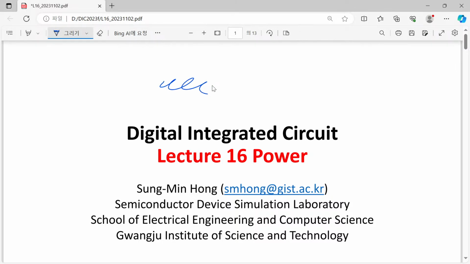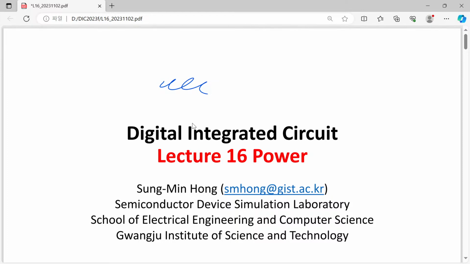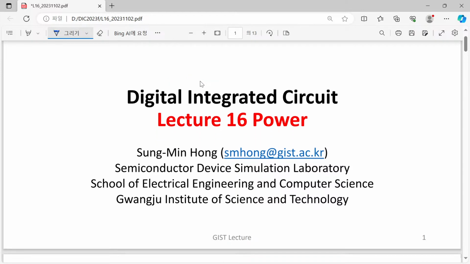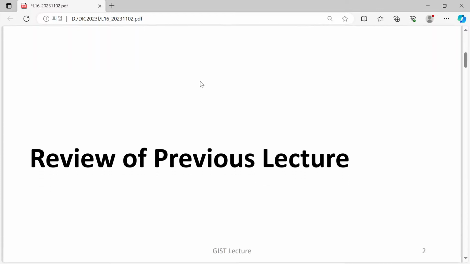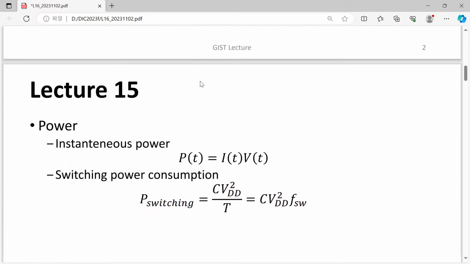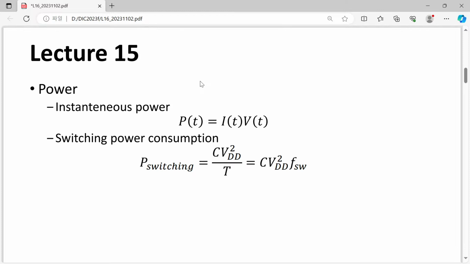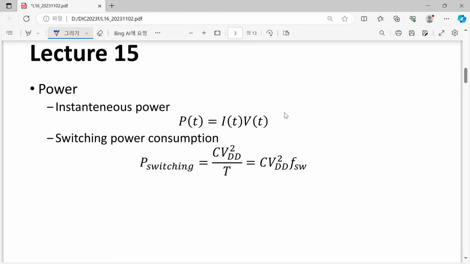Okay, this is lecture 16 for power. So previously, in the previous lecture 15, we have studied the introduction of a power consideration. So instantaneous power of certain elements can be considered as just a product between its terminal current and voltage. So that was explained with an analogy with the roller coaster problem.